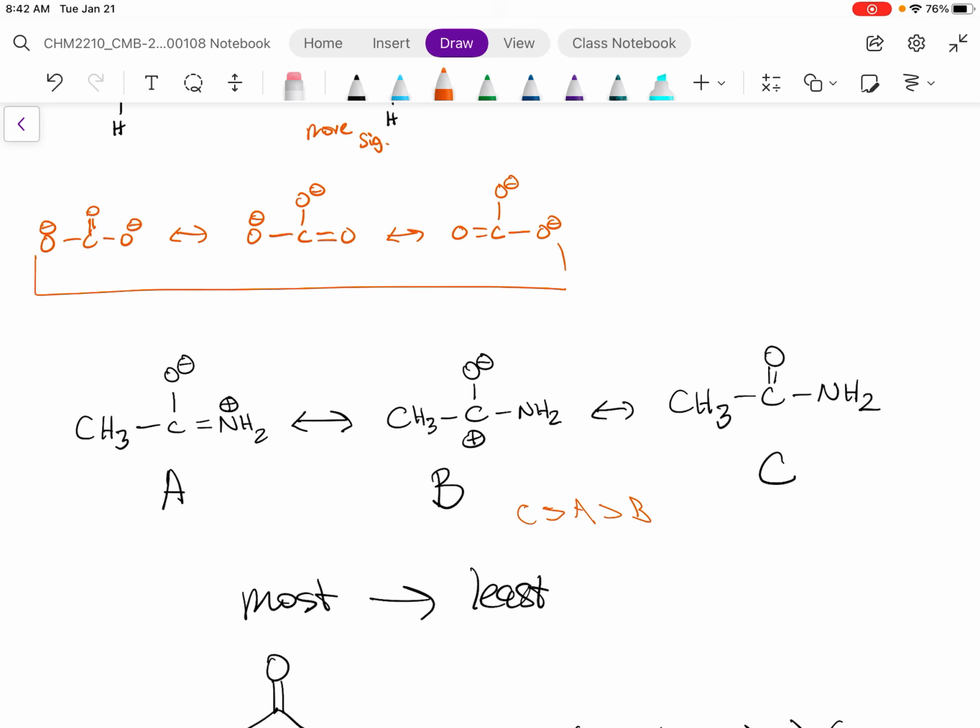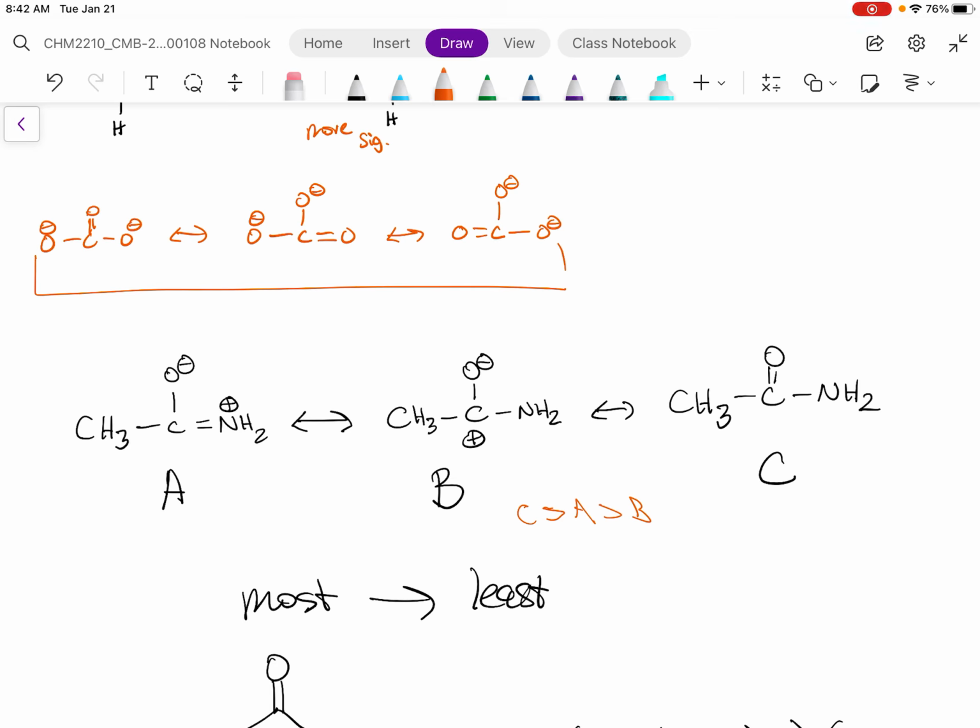Okay? When we look at C, it has all octets. When we take a look at A, does that have all octets? Yes. And then when we take a look at B, we're missing an octet on that carbocation. So rule 1 helps us to figure out really the least significant amongst these.